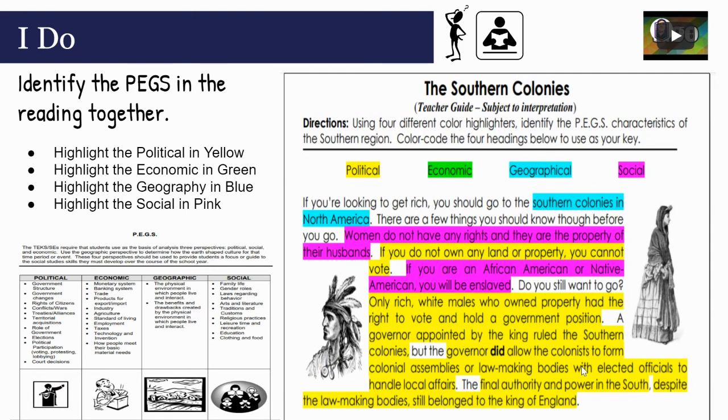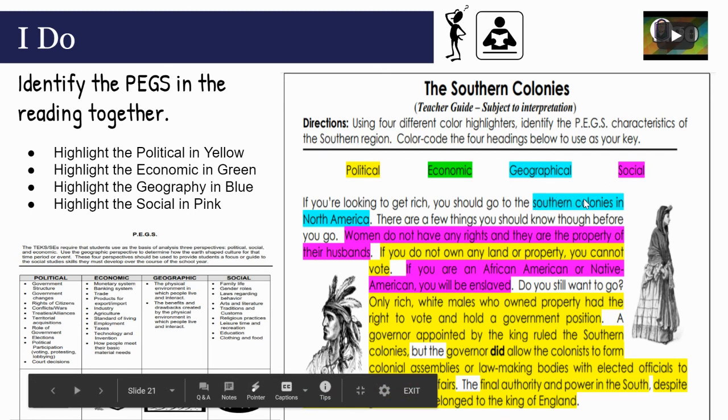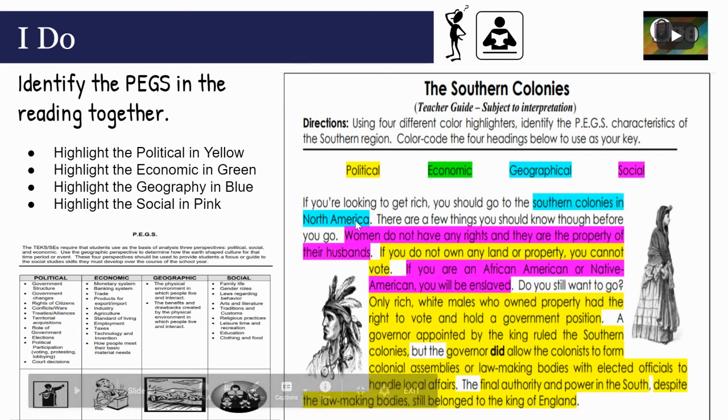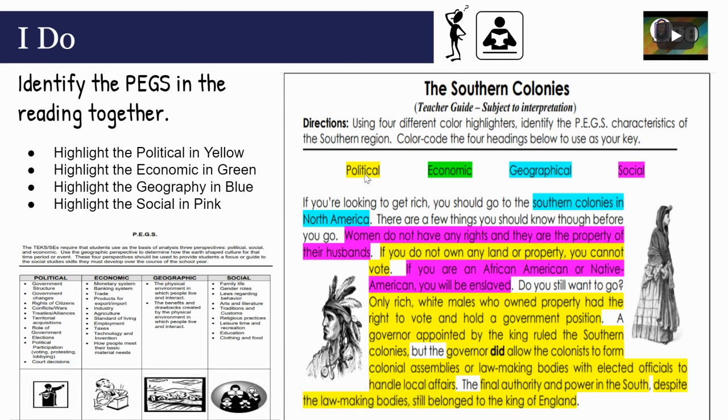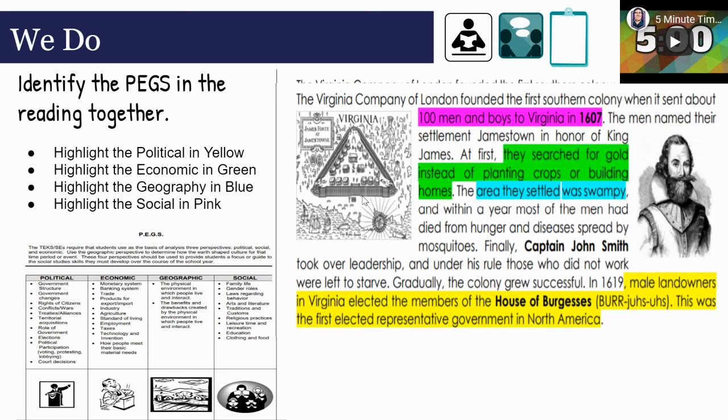Now let's look at what that looks like here. So we see we have, oh, look, I missed one. Southern colonies in North America. That's the geographical location. Women don't have any rights, social. Not owning property, you cannot vote, political. If you're an African American or Native American, you will be enslaved, social. And then all of the qualifications and rules to political participation are highlighted in yellow. Okay, so you're going to do this as well on this next section. Okay, so let's finish this next section together.